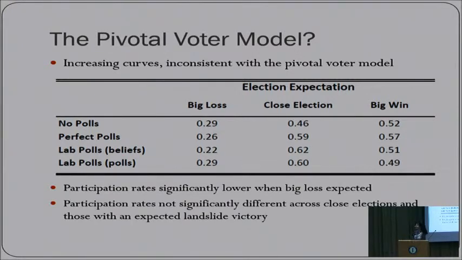Okay? So participation rates are significantly lower when a big loss is expected, and they're not significantly different across close elections and those with expected landslide victories.